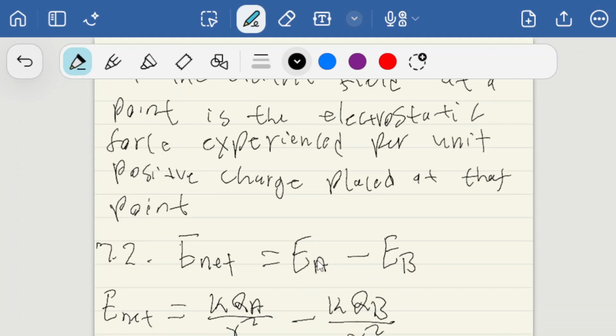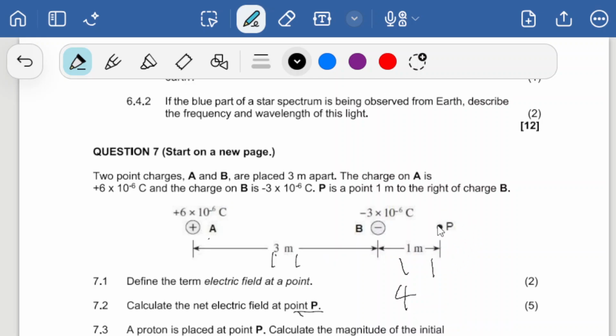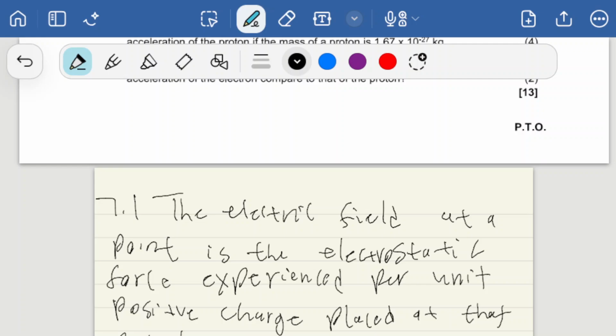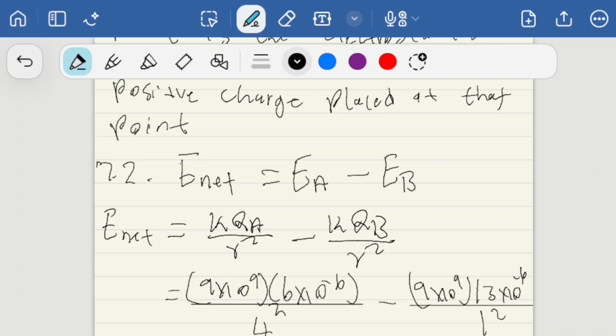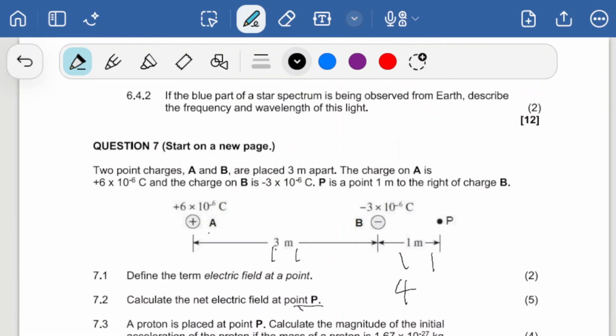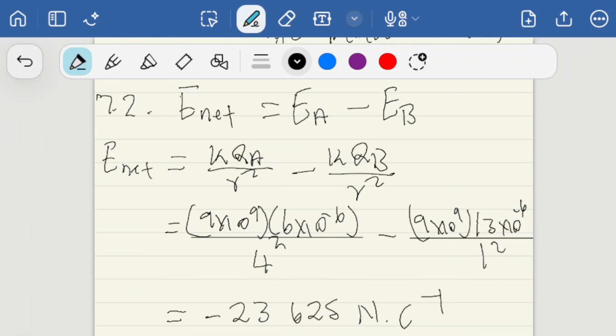Remember, we look at everything from the point of view of P. Point A is positive, so A goes to the right. And then B, the wave is at the left, and for B we substitute the charge as negative. So our final answer is negative, which means the direction is to the left. This answer must be to the left.